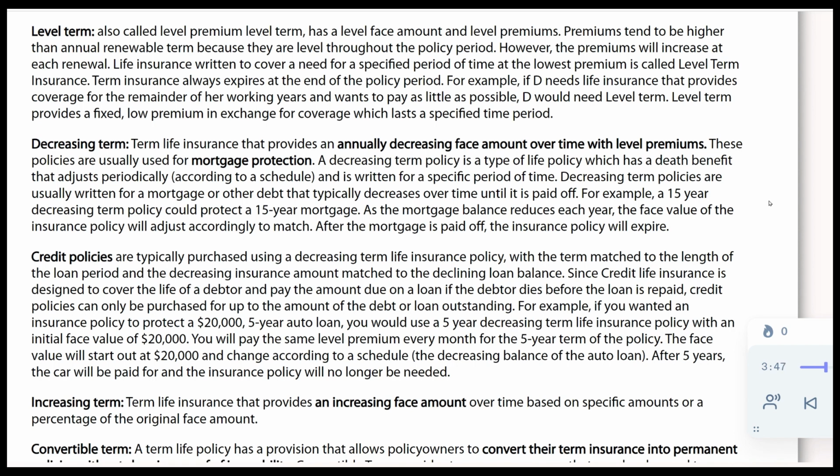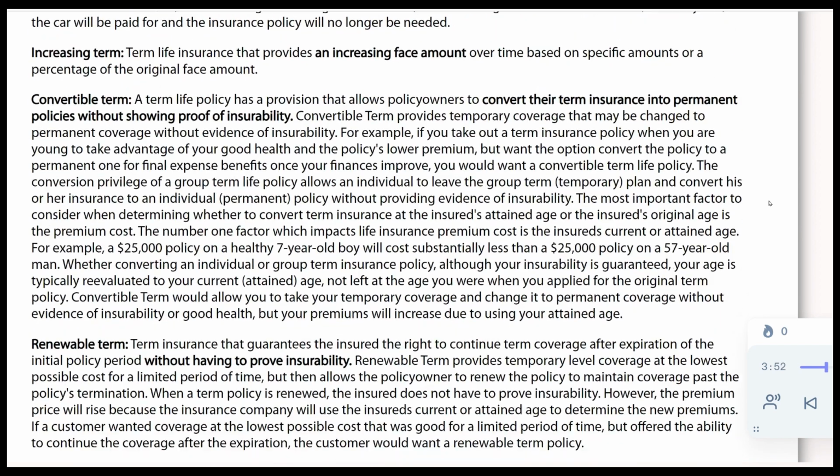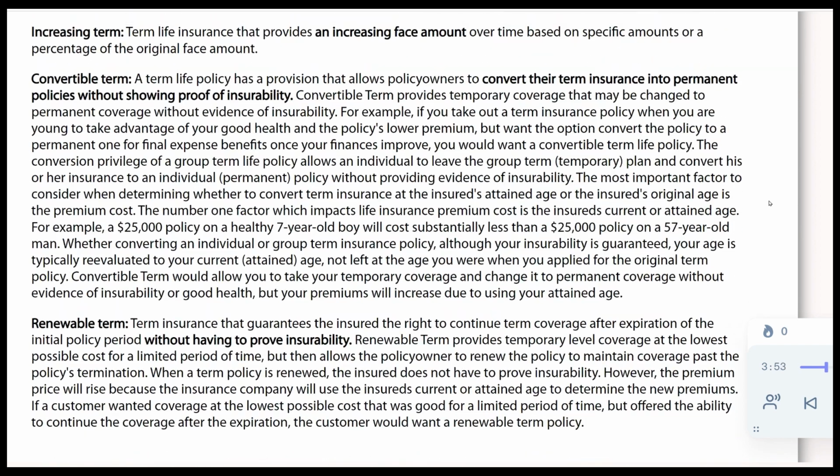Increasing term. Term life insurance that provides an increasing face amount over time based on specific amounts or a percentage of the original face amount. Convertible term. A term life policy has a provision that allows policy owners to convert their term insurance into permanent policies without showing proof of insurability. Convertible term provides temporary coverage that may be changed to permanent coverage without evidence of insurability.